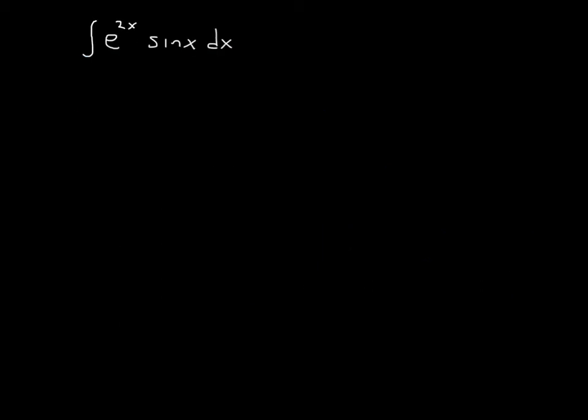In our next example, what we have is the integral of e to the 2x sine x dx. Now, the interesting thing about this one is, remember how one of our guidelines for choosing u was that we wanted u to be something that would become simpler as we took derivatives. Well, in this case, e to the 2x, when you take its derivative, doesn't become simpler. And same with sine x. It doesn't become simpler.